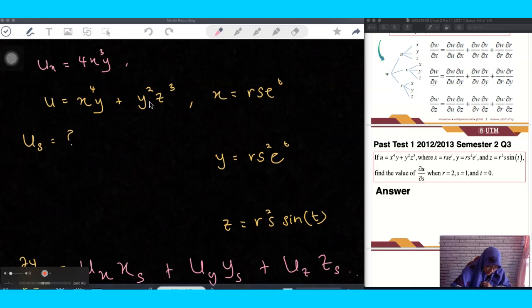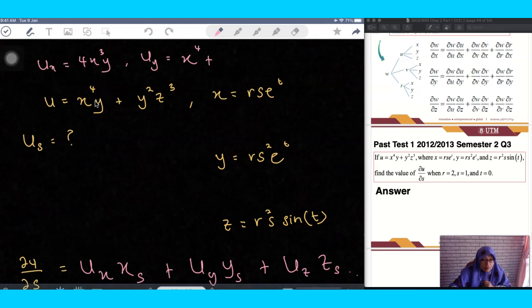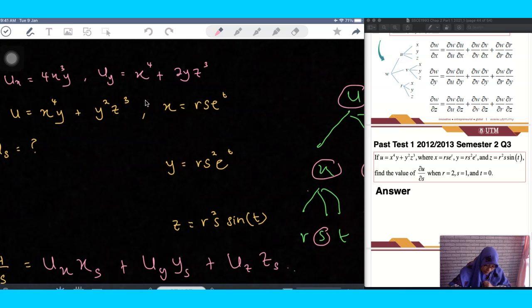Then you have to obtain u_y. Differentiate with respect to y, with x and z constant. So x^4 here is constant, differentiate y, we get 1. So you will get x^4, plus, differentiating the second term with respect to y, z is constant, so you just differentiate y squared. That gives you 2y z cubed.